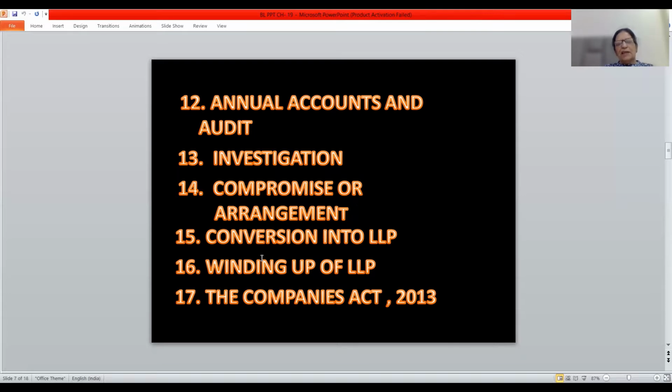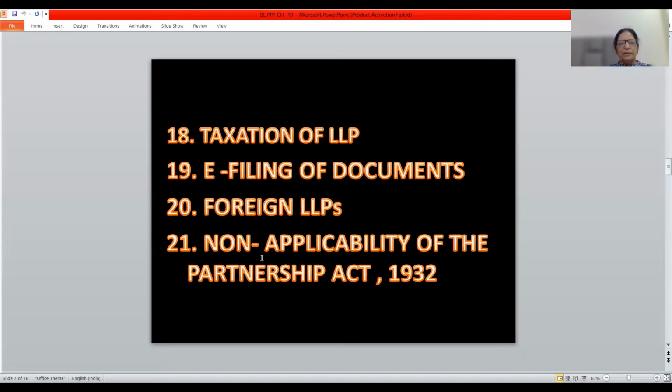Winding up of LLP. Broadly speaking, there are 2 types of winding up of the LLP. One is voluntary winding up of the LLP and the second is compulsory winding up of the LLP. An LLP can also be dissolved under the IBC 2016, so the provisions of that shall be applicable. Then the Companies Act 2013. Some of the provisions of the Companies Act 2013 shall apply to LLP.